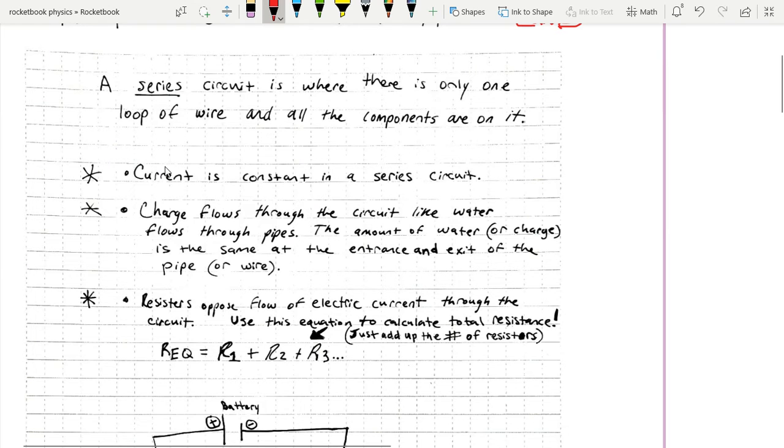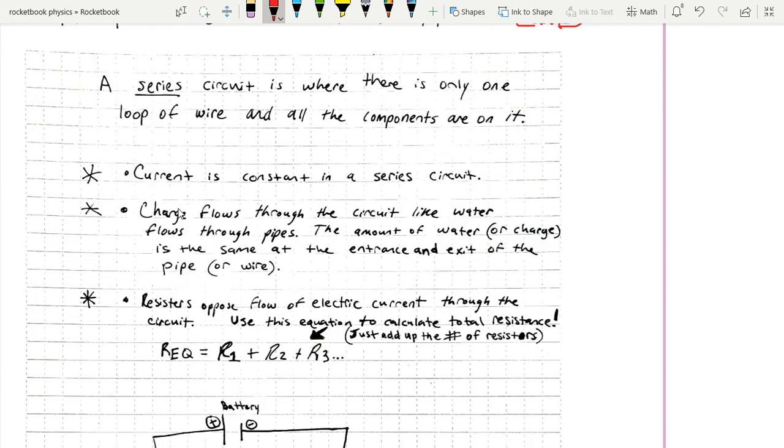Current, which is the flow of electricity, is constant in a series circuit. Charge flows through the circuit like water flows through pipes. Okay? Charge is the movement of electrons, in this case. So just like how water will move through a pipe, electrons will flow and move through wire. You know that wire is made of metal. Metals are conductors. Conductors allow electricity to flow. Without that, there is no current.